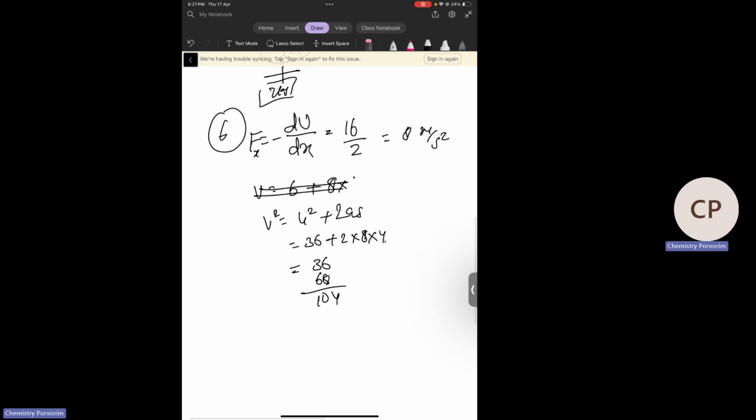Mistake. Potential energy versus position x graph of particle moving along x-axis shown below. If the mass of the particle is 2 kg and its speed is 6 meter per second at x equal to 0, then its speed at x equal to 4 meter is.